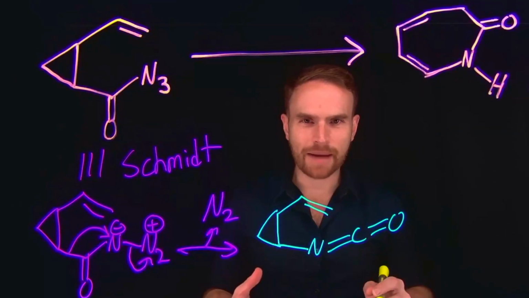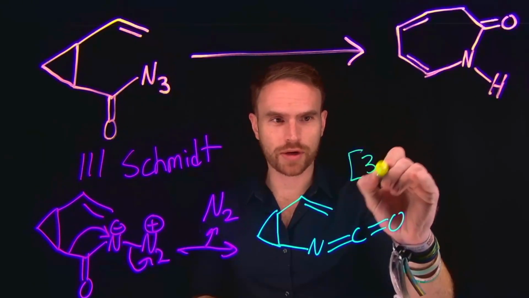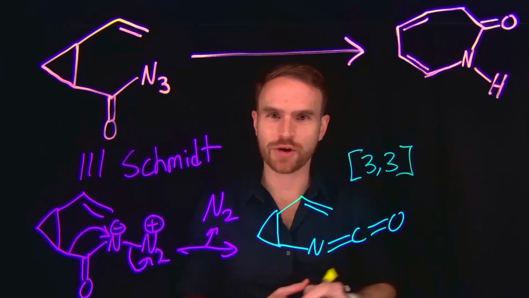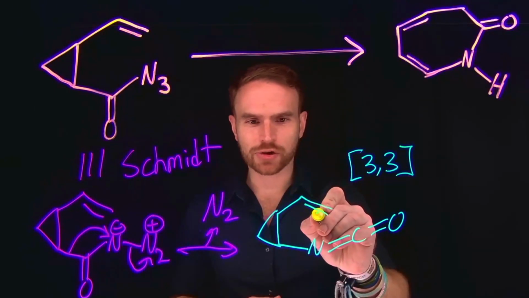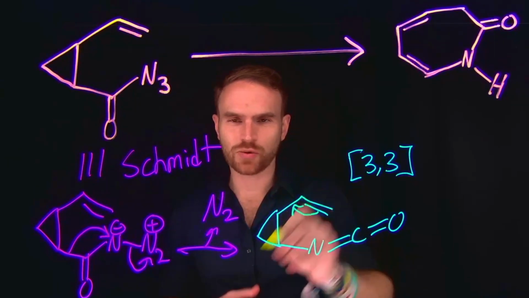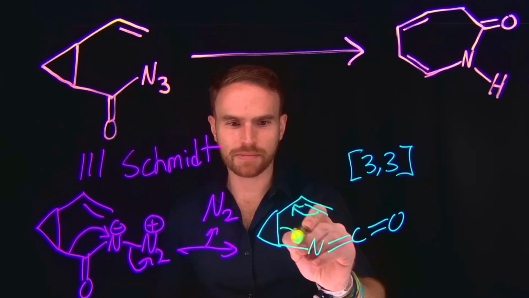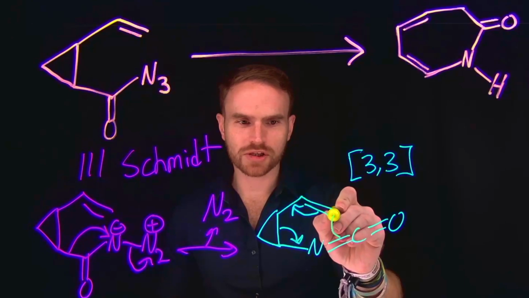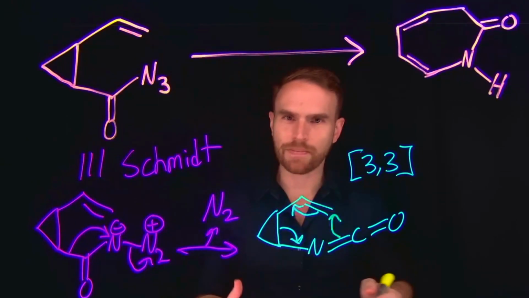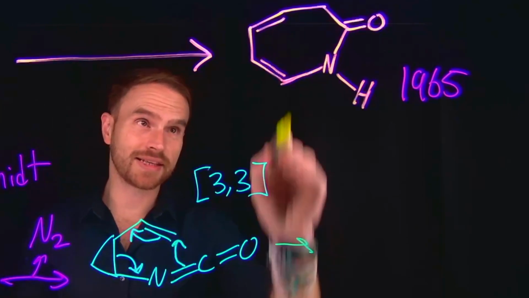And from here what happens is actually a 3,3 sigmatropic rearrangement, which you probably learned about back in organic chemistry. So these pi electrons will move to being between these two carbons, which will liberate this carbon-carbon bond to be located between this carbon and this nitrogen. And this pi bond is actually what serves to close that ring. So this is a 3,3 sigmatropic rearrangement, and this is actually how we generate this 7-membered ring.